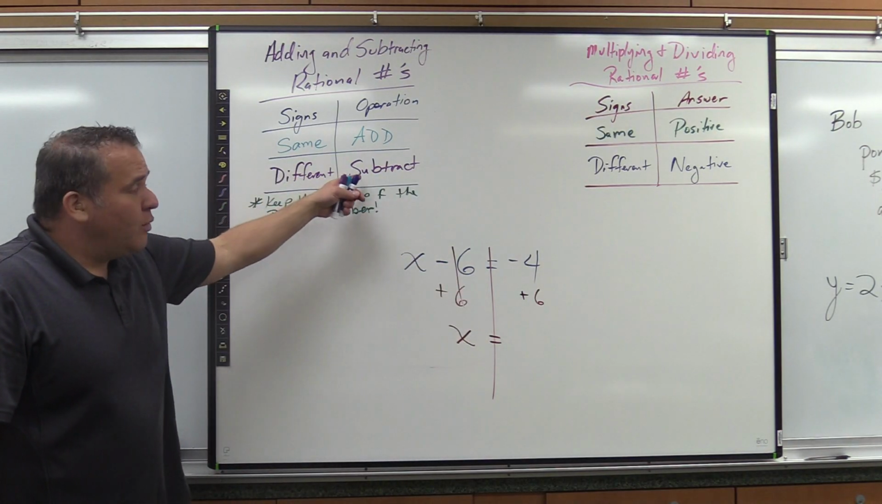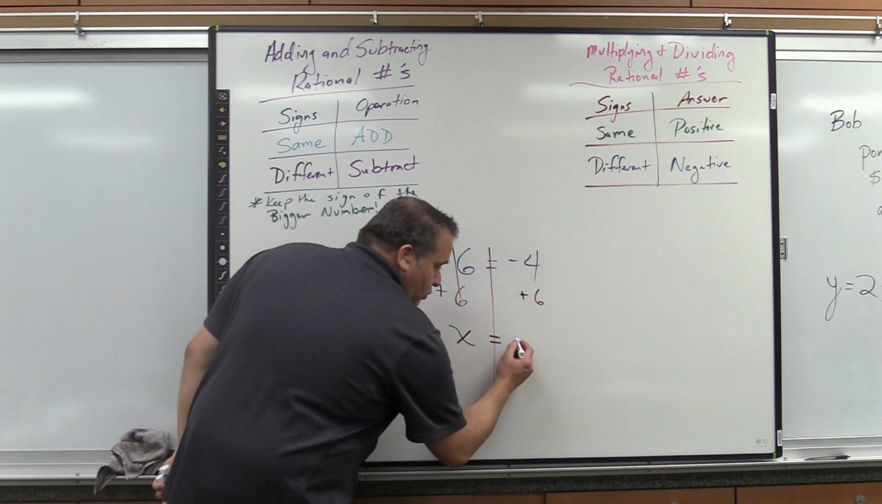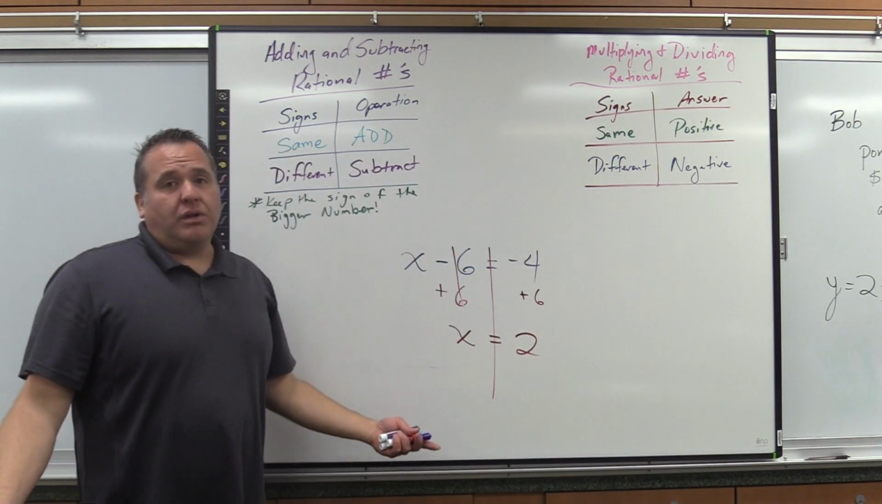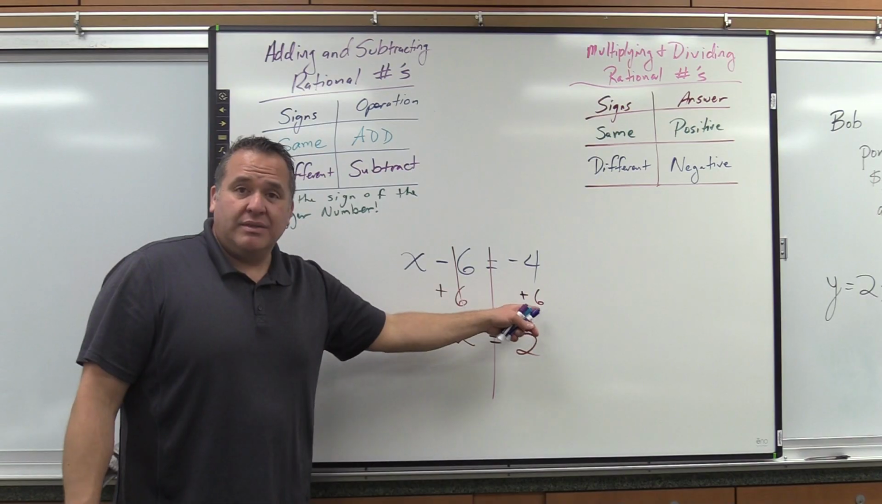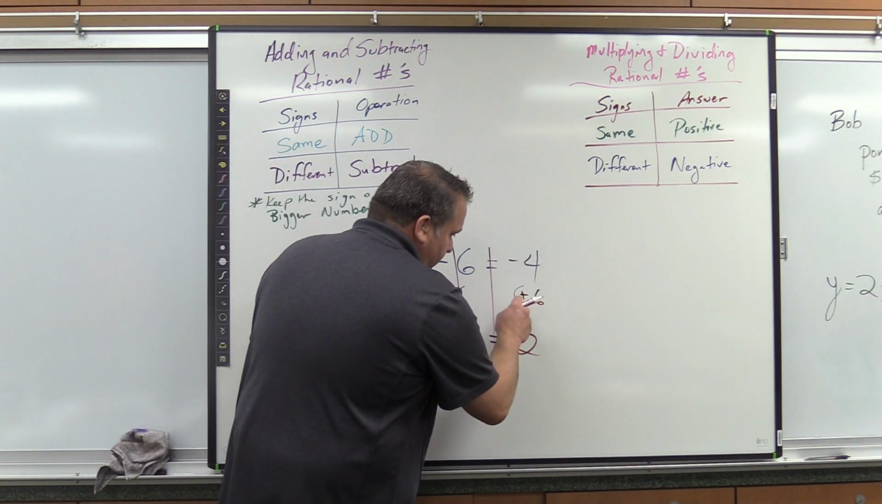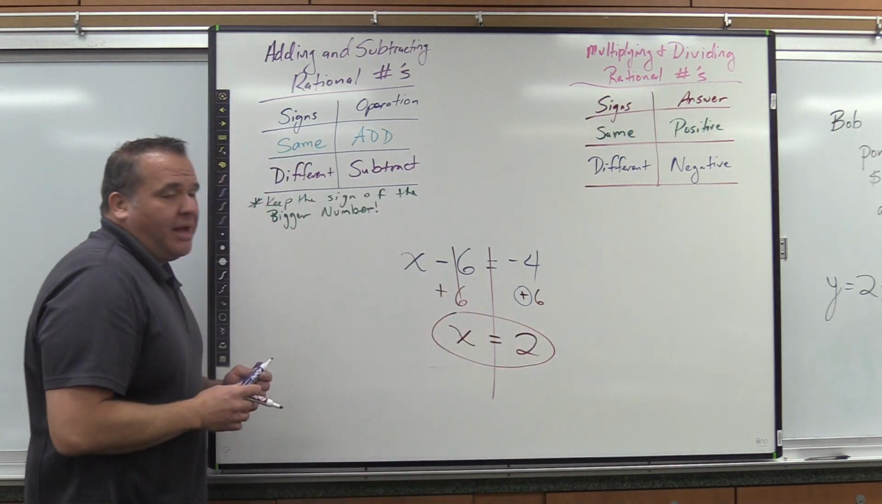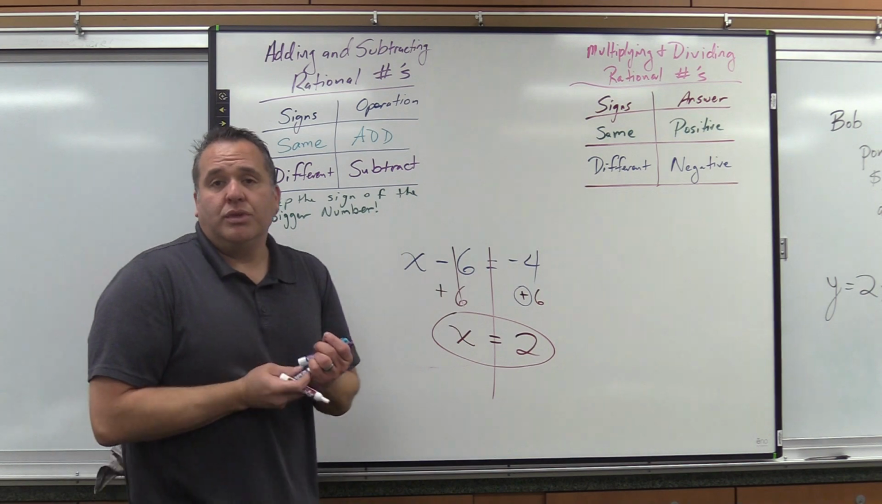Signs that are different, we're going to subtract. So what is 6 minus 4? It's 2. And now we've got to deal with our signs. What's bigger, a 4 or 6? 6. And the 6 right here is positive. Therefore, it's going to be a positive 2. So there's my answer. X equals 2.